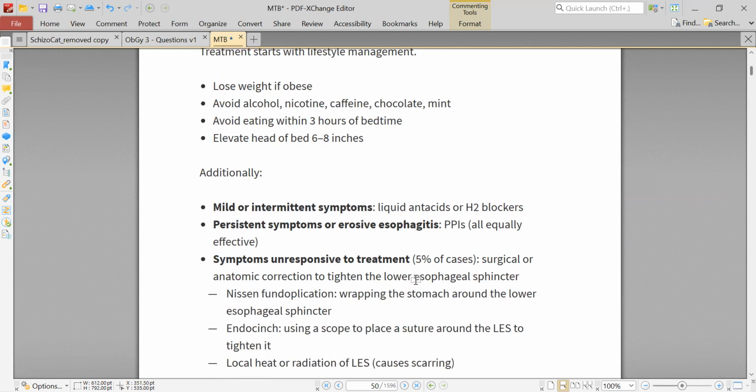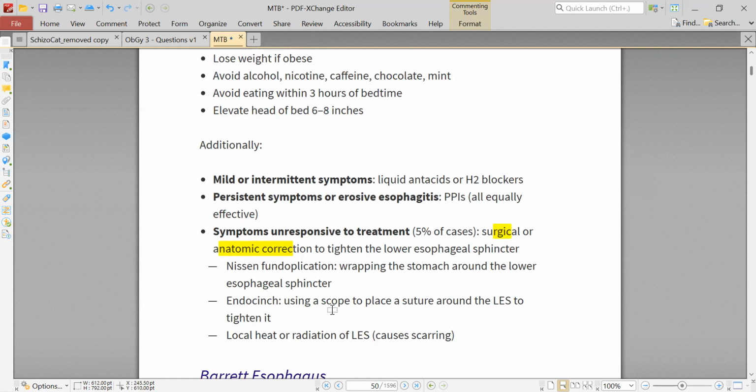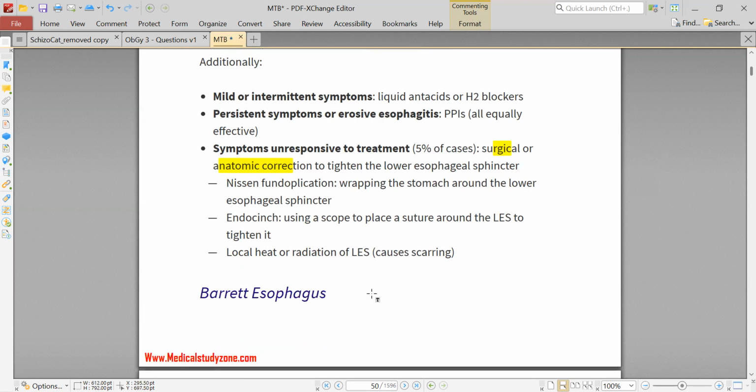If the symptoms are unresponsive to treatment, there is surgical or anatomical correction to tighten the lower esophageal sphincter. Nissen fundoplication is wrapping the stomach around the lower esophageal sphincter. Endoluminal therapy uses a scope to place a suture on the lower esophageal sphincter to tighten it.